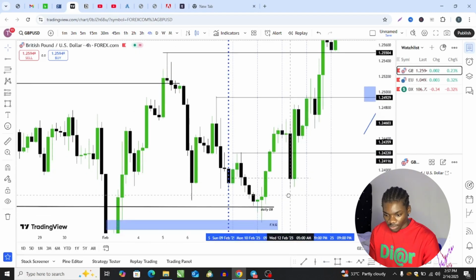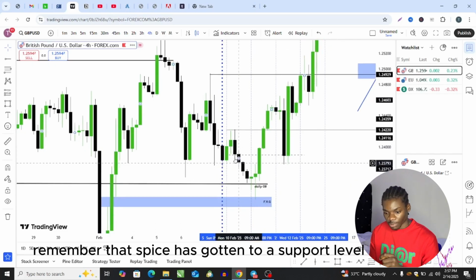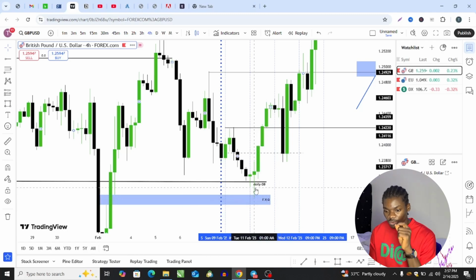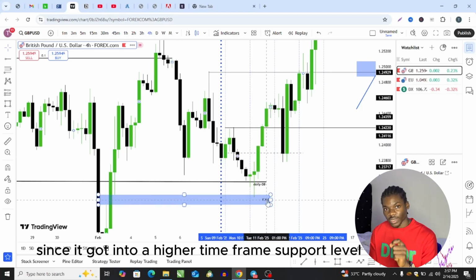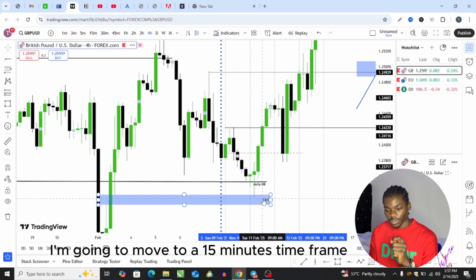So where am I going to take a trade right now? Remember that price has gotten to a support level, which is this fair value gap right here. Since you got into a higher time frame support level, you go down to a lower time frame. And for this, I'm going to move to a 15 minutes time frame.